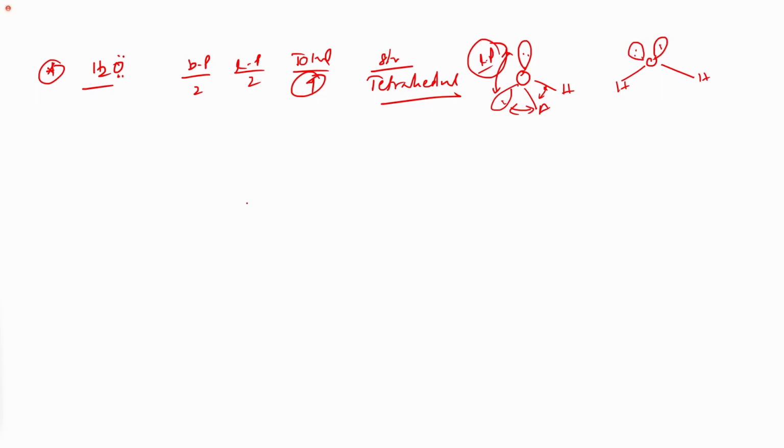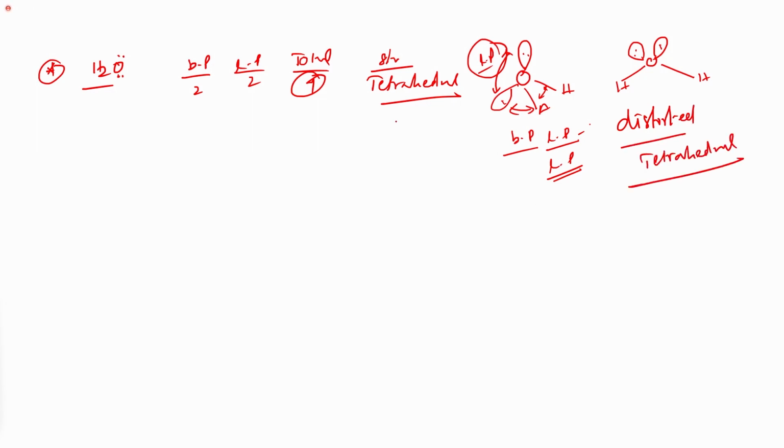Okay, so lone pair repulsion is there. The shape should be tetrahedral, but there are bond pairs and two lone pairs present, so the shape is a distorted tetrahedral structure. The reason is that lone pair-lone pair repulsion is more than lone pair-bond pair repulsion, which is more than bond pair repulsion. Due to the presence of these three types of repulsion, the structure is distorted tetrahedral.